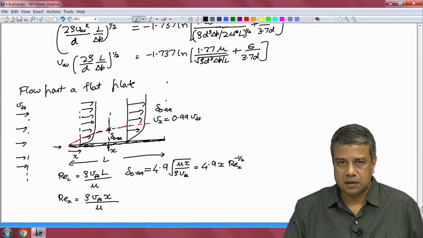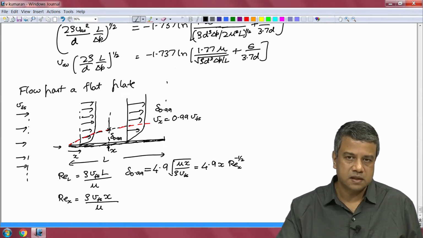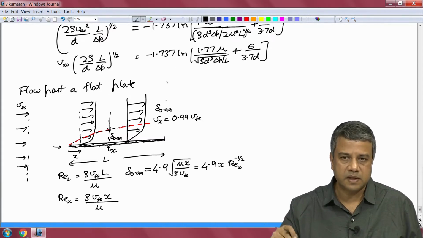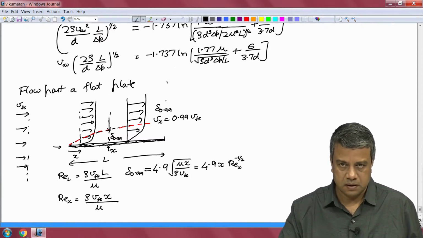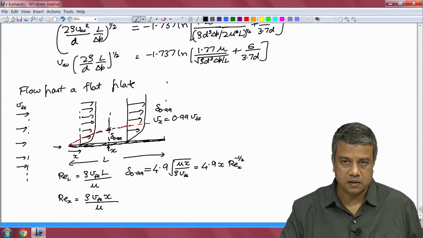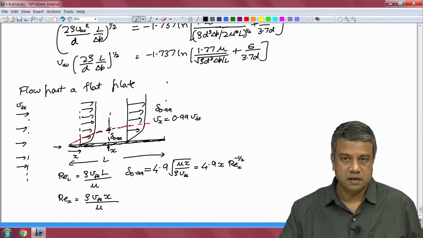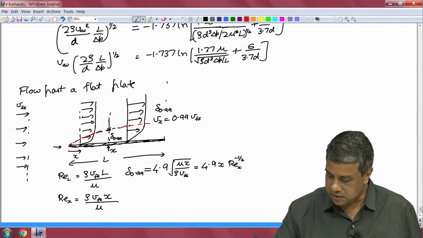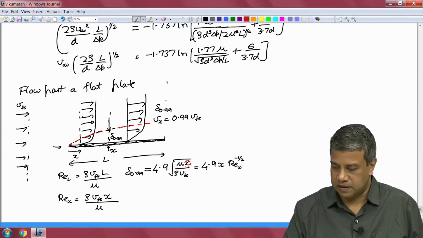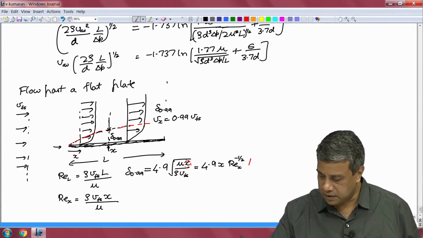So, the thickness up to which there is a disturbance to the velocity field due to the presence of this plate, beyond which the disturbance becomes less than 1%, varies as the square root of x, the downstream distance from the leading edge of the plate, for the flow over a flat plate. And this is applicable for a laminar flow.